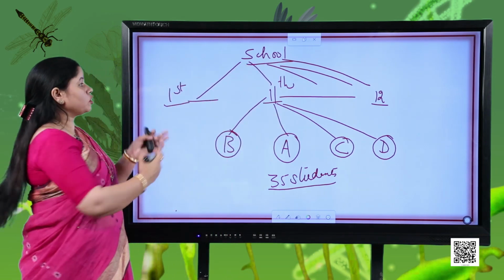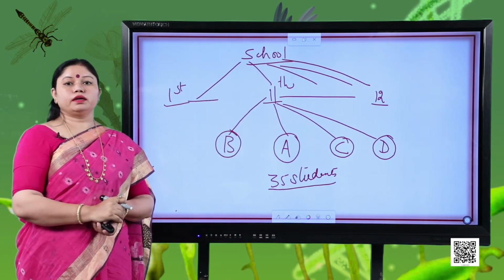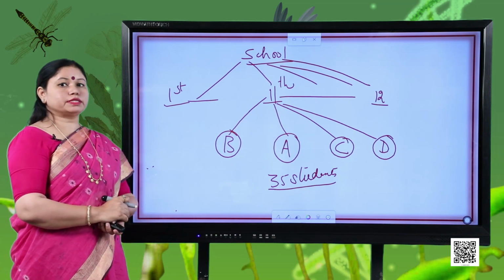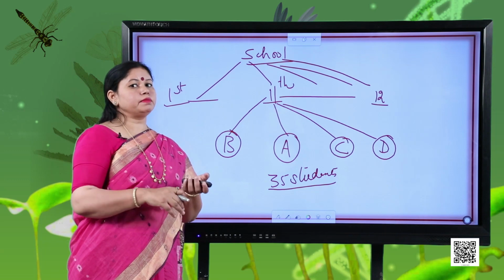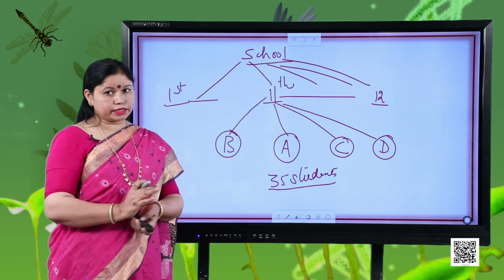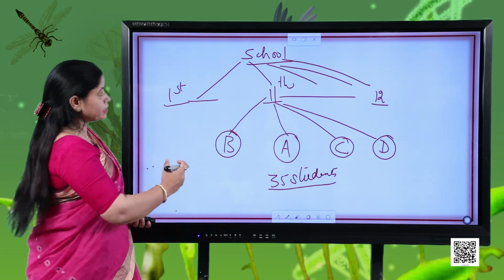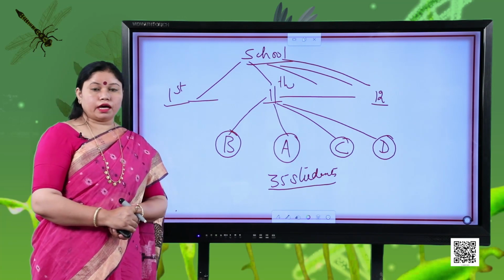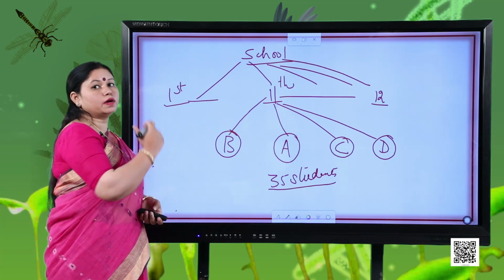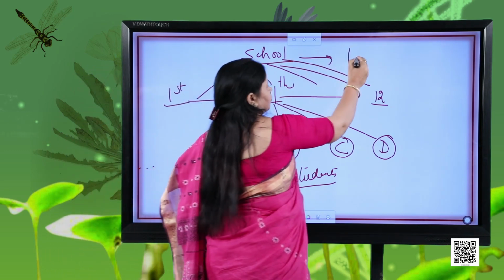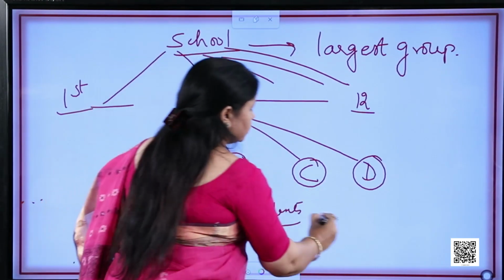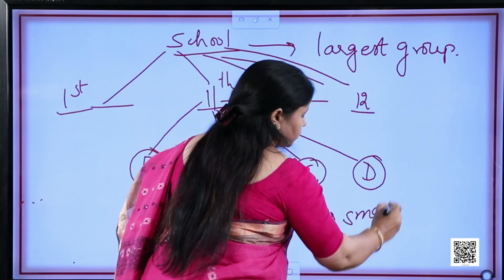So, what is common in these classes? All students are coming to the school to study, and they are wearing a similar uniform. So, there is again a similarity as well as dissimilarities. With this example you can understand how the hierarchy in the school works. This is the largest group and this will be the smallest group.